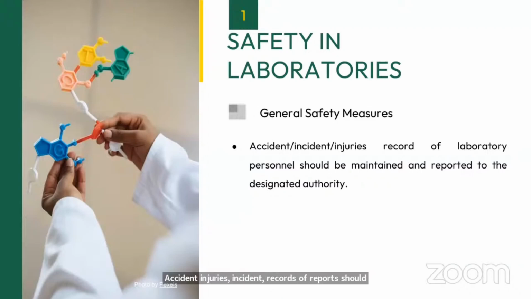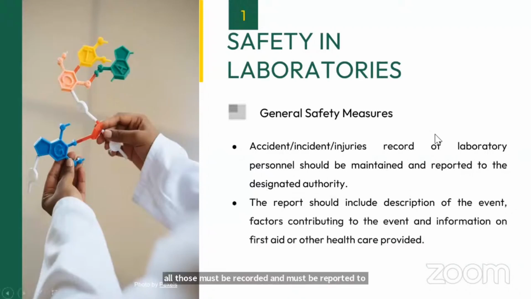Accident, injury and incident records of laboratory personnel should be maintained and reported to the designated authority. So this is also one of the important parts. Whenever anybody is exposed to any type of chemicals or gets any type of sharp injury, all those must be recorded and must be reported to the designated authorities.